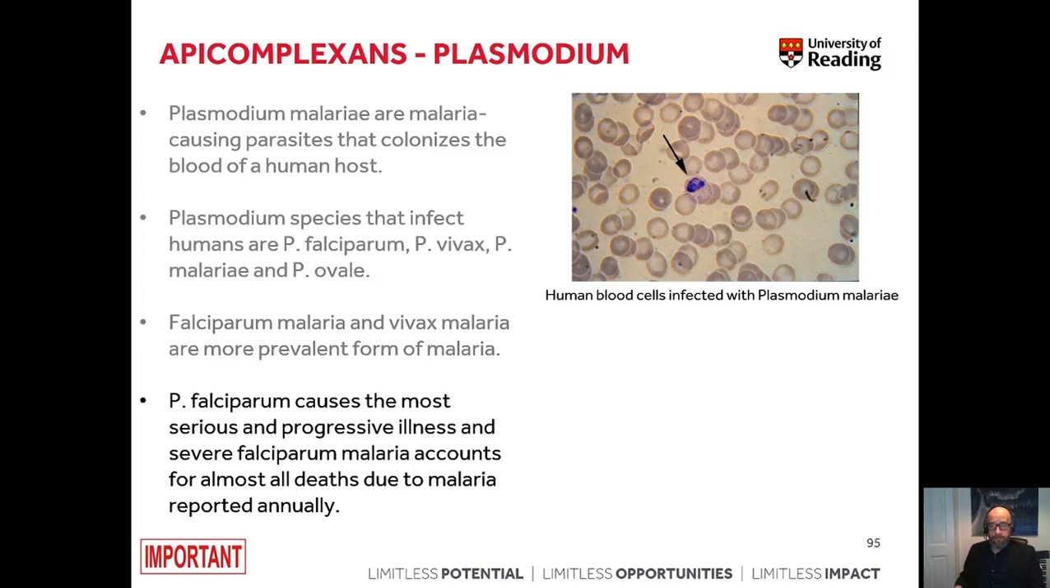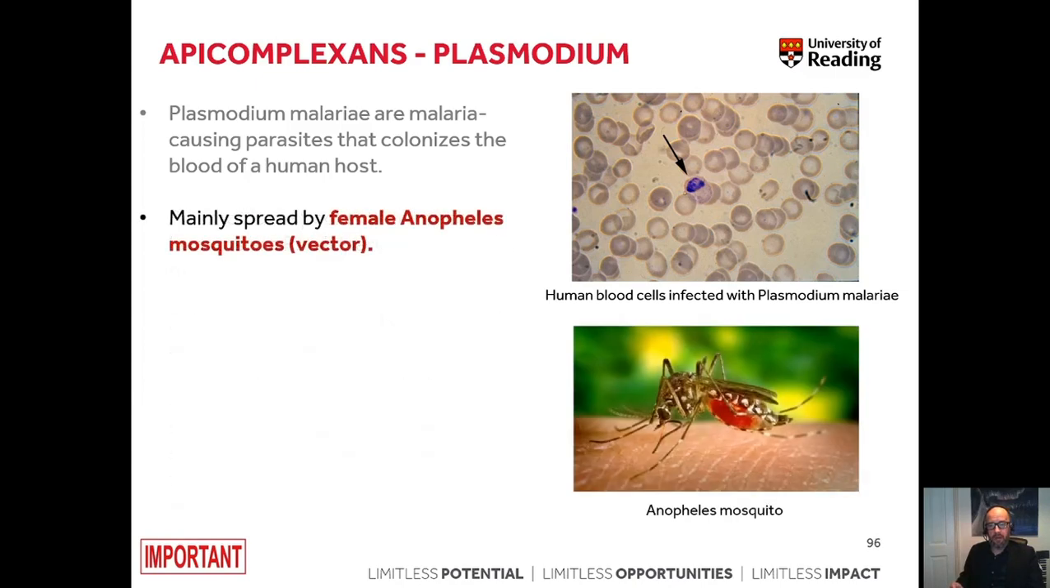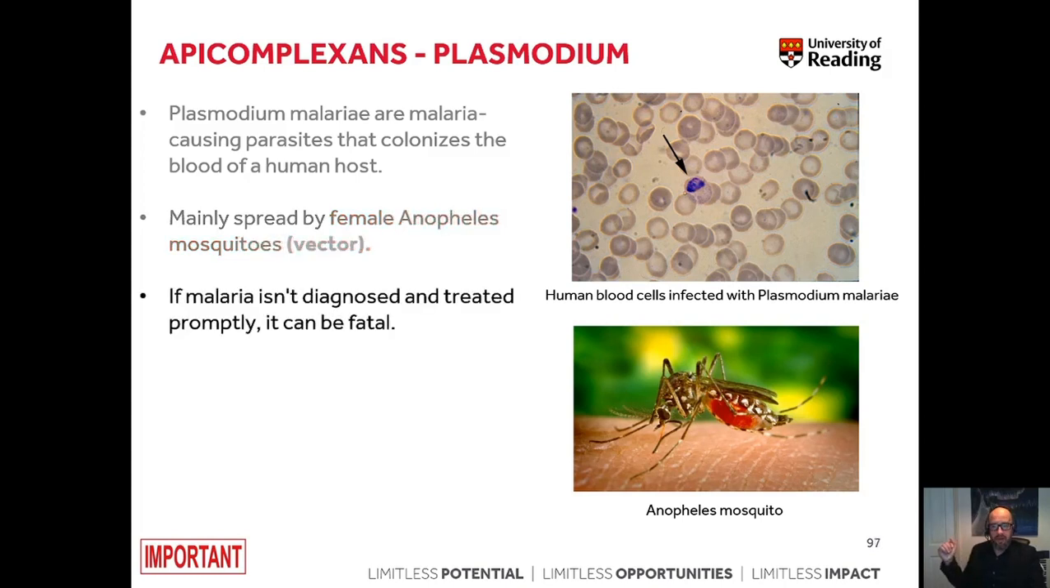Plasmodium falciparum causes the most serious and progressive illness, and severe falciparum malaria accounts for almost all deaths due to malaria reported annually. So how does the disease spread? The infection usually occurs after a bite of the female Anopheles mosquito. So this is the vector carrying the malaria parasite. Importantly, if malaria isn't diagnosed and treated promptly, it can be fatal.